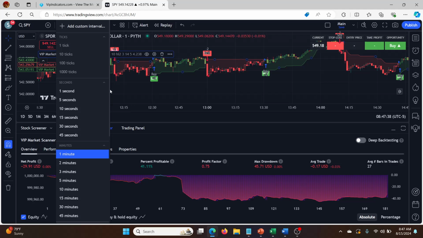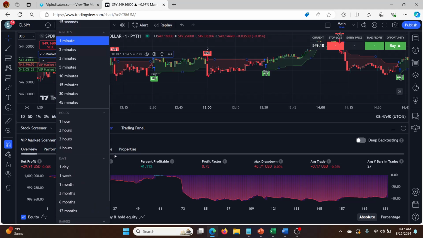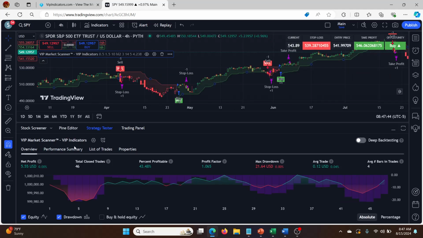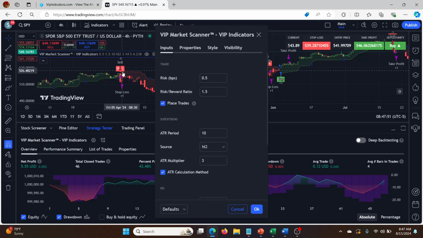And so my biggest problem with this whole VIP indicator system is I like the fact that they've got a backtester. The problem is the backtester is not agreeing with anything they claim on their landing page at all. So I can't recommend the system as it is.